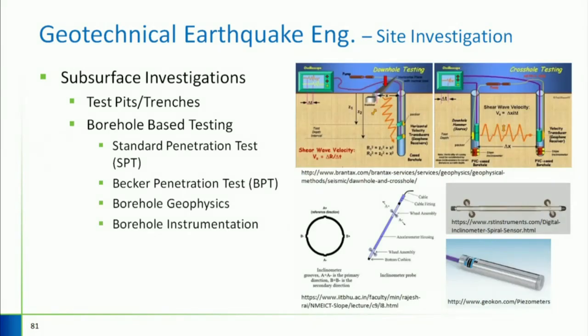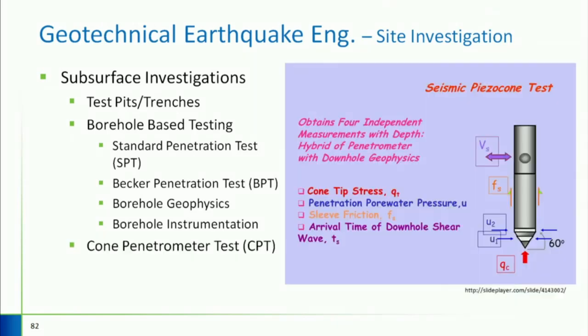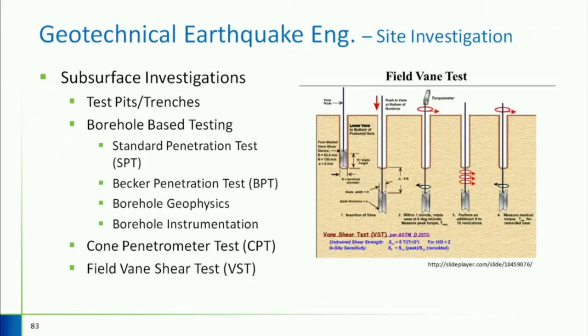Borehole geophysics and instrumentation. This is kind of like the wave analyses they do on the surface, except they put the detectors and the transmitters in the hole to measure a specific layer. Cone penetrometers, and these are really sophisticated. They can have geophones on them, so you can do a downhole seismic with a CPT, and you can measure water pressures and field vane shears.